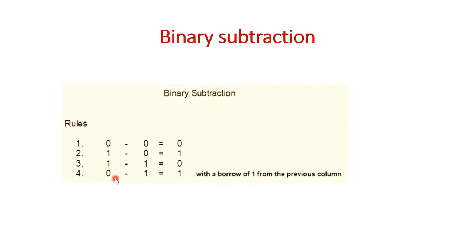So like addition, here we perform the subtractions, but 0 minus 1 means 1. We borrow, as in decimal, from the previous column. In binary also, we borrow from the previous column.